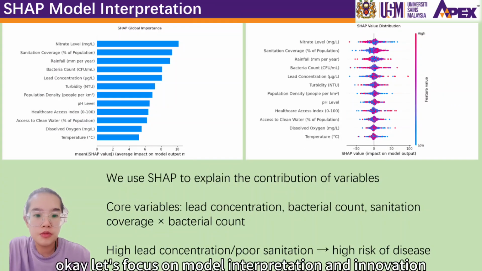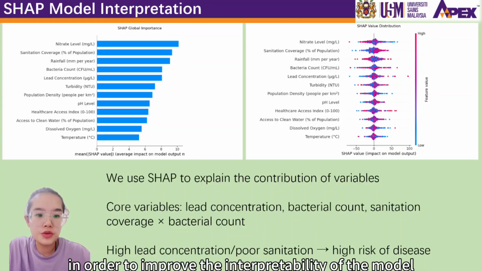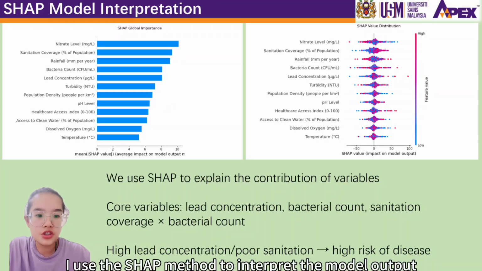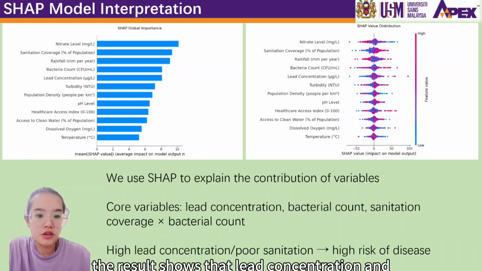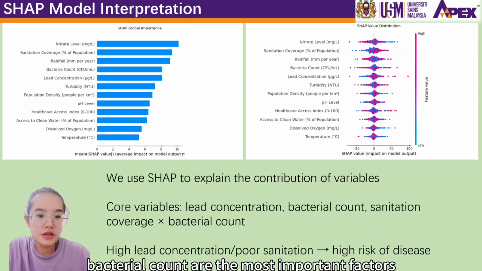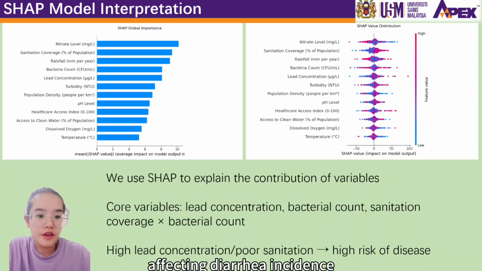Okay, let's focus on model interpretation and innovation. In order to improve the interpretability of the model, I used the SHAP method to interpret the model output. The result shows that lead concentration and bacterial count are the most important factors affecting diarrhea incidence. Sanitation coverage also has a significant effect on reducing risks.